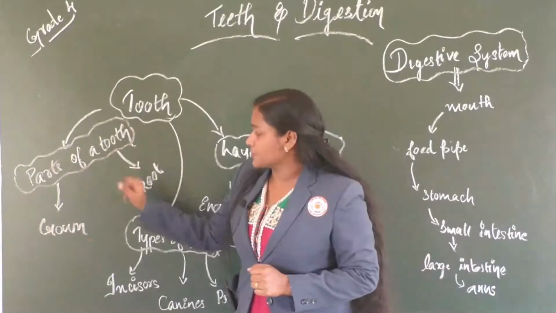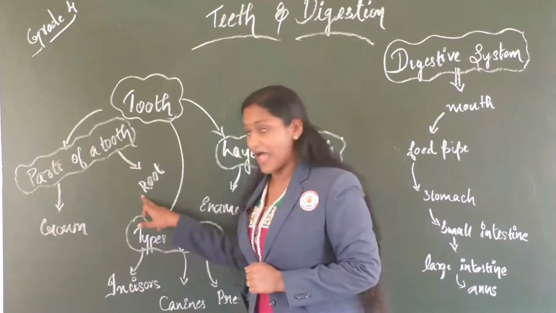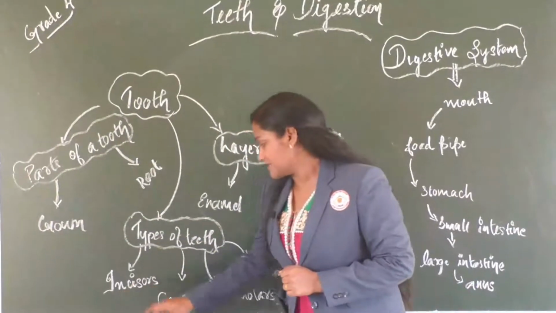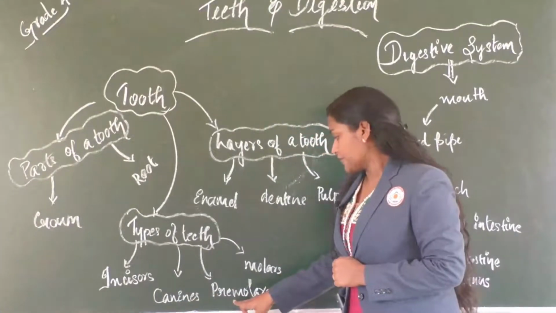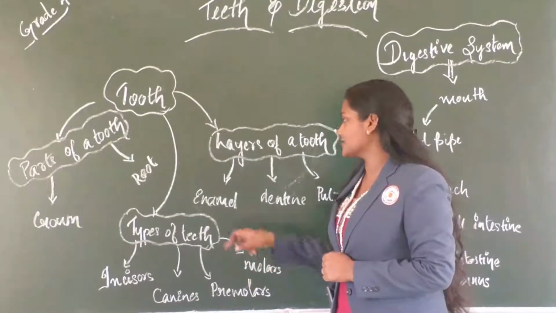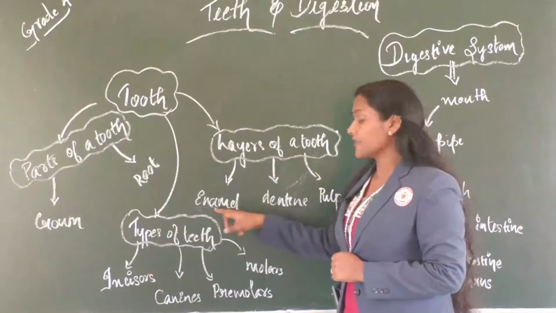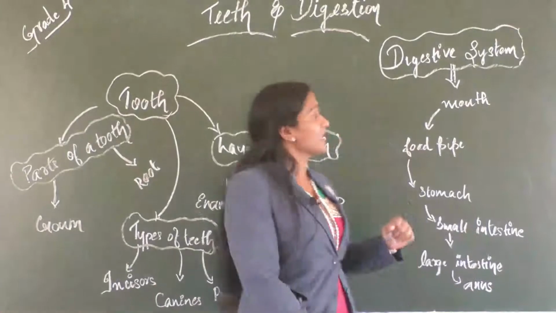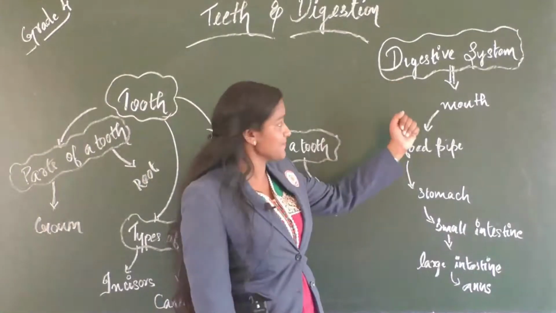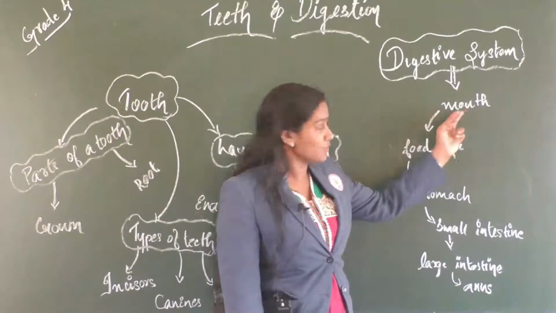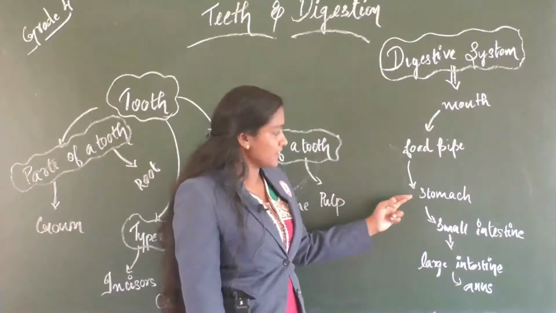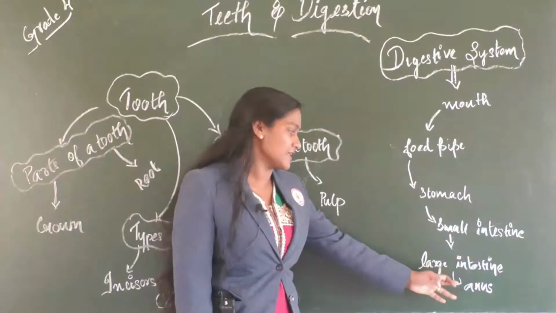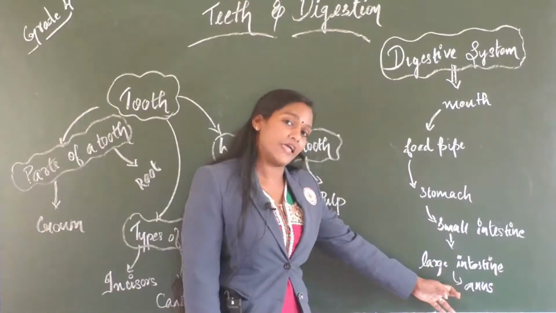From the parts of a tooth, there are the crown and root, and different types of teeth. There are incisors, canines, premolars and molars. Then the layers of a tooth are enamel, dentine and pulp. Then comes the digestive system: from the mouth, then food pipe, stomach, small intestine, large intestine and ending at the anus.